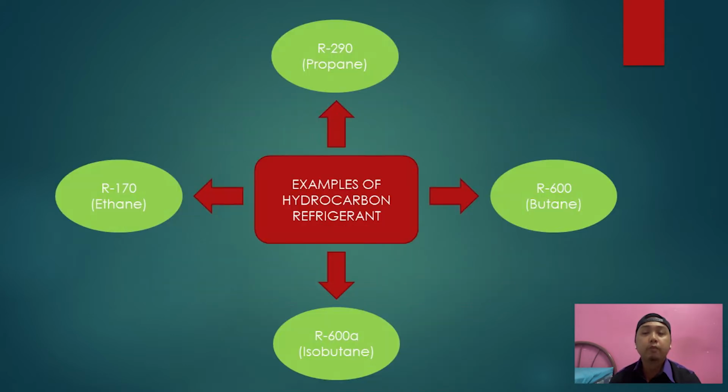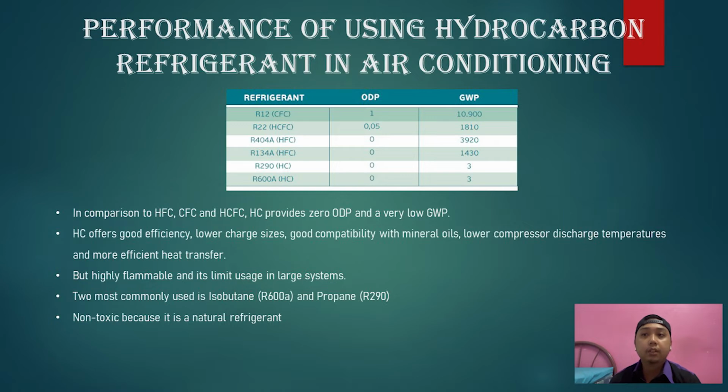Okay, moving to the next slide, which is the example of hydrocarbon refrigerants. There are four: ethane, propane, butane, and isobutane. Most of the hydrocarbon refrigerants are successfully used in industrial and commercial installations. They possess satisfactory thermodynamic properties, but they are flammable, and some of the various hydrocarbon refrigerants are given in the following table.